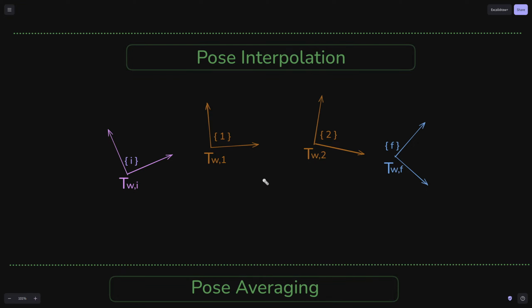The output is one or more, in this case you can see two, interpolated poses, so poses that are between the initial and the final. In this case, we have the pose 1, represented by the transformation TW1, and the pose 2, represented by the transformation TW2. There could be more, there could be just one. The important thing is that they are intermediate poses between the first and the last.